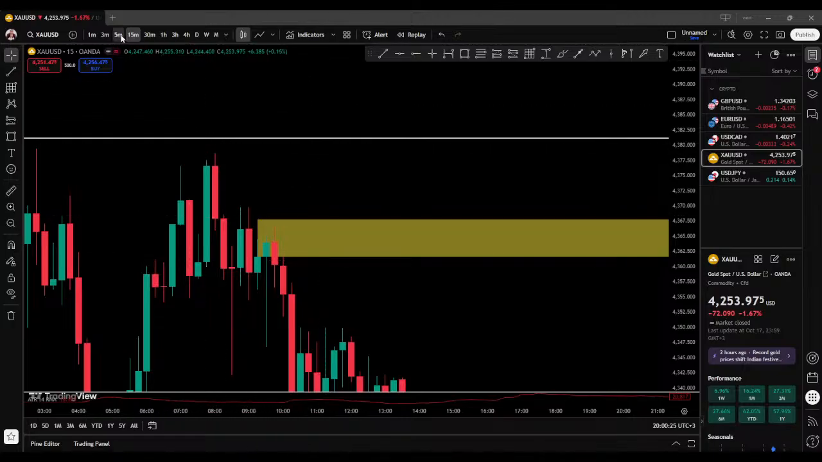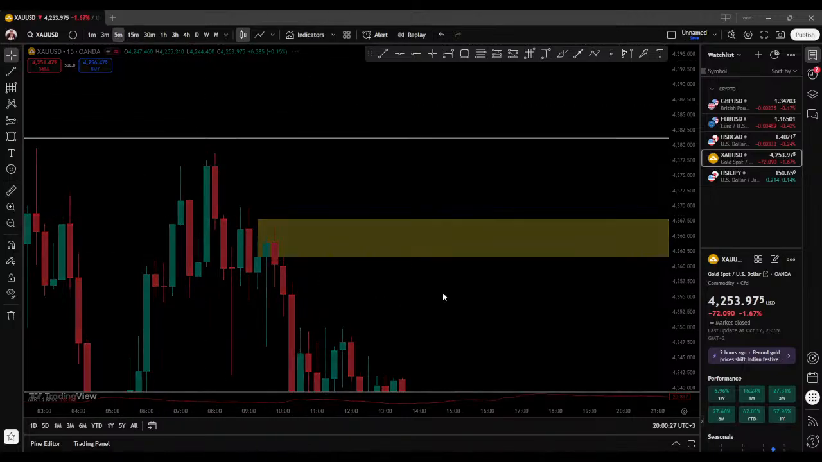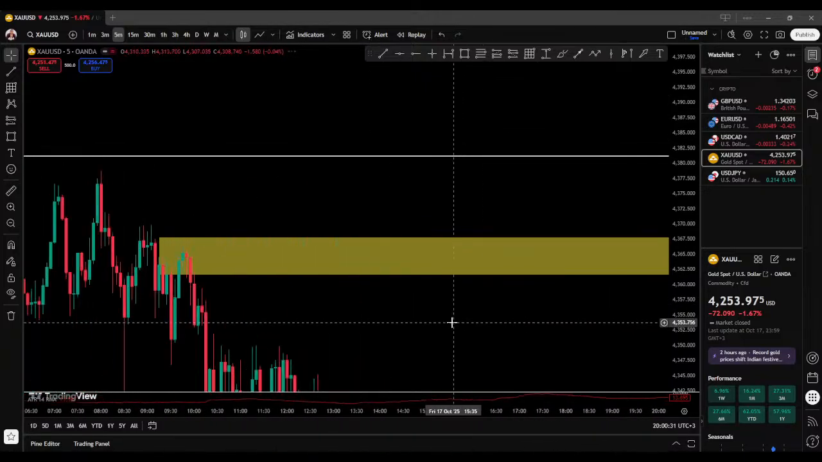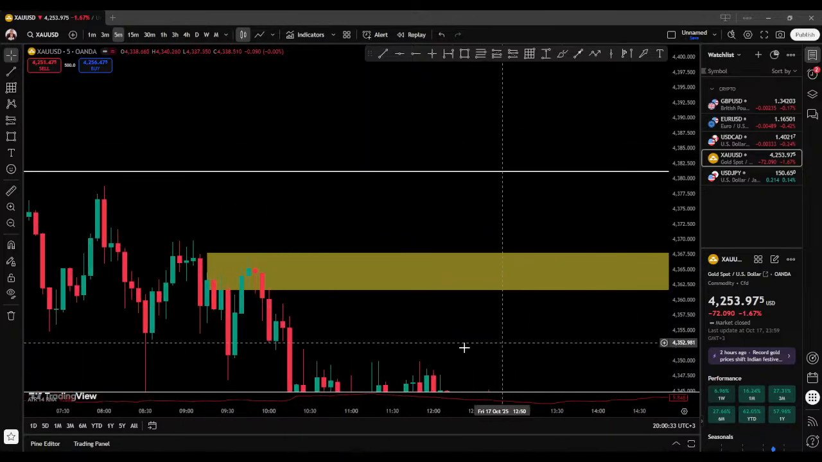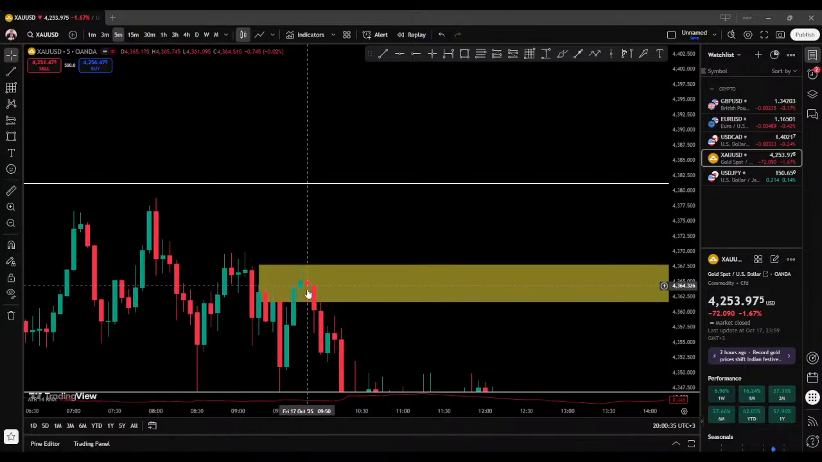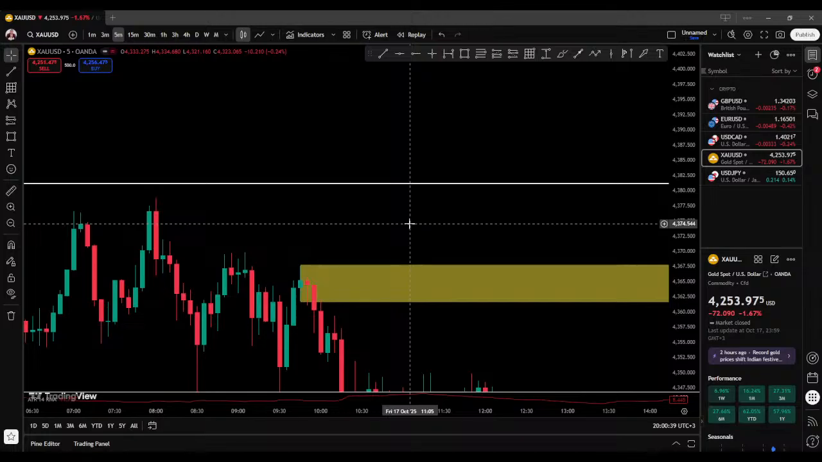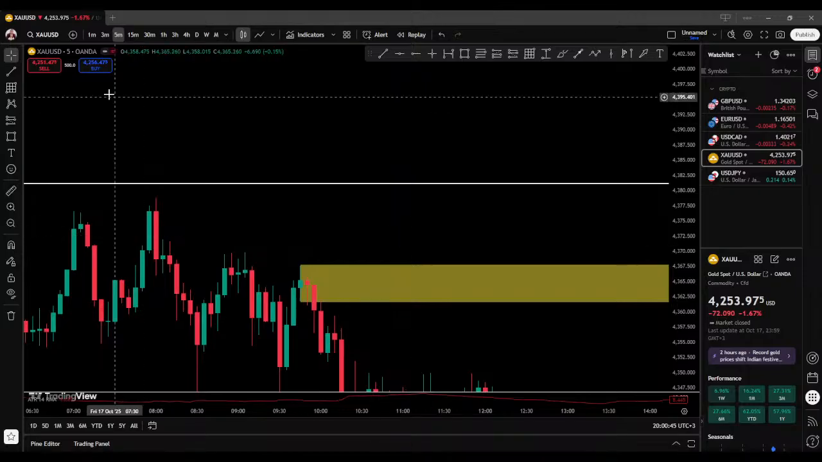So what do we do? We go to 5 minutes. I'm telling you, no matter how volatile this thing is, it has to respect this thing. What can you see here? Can you see this order block? There is another block there. There is another block there.